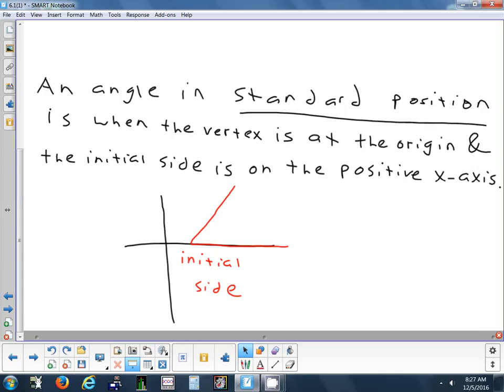Yeah, the vertex isn't at the origin. The initial side is still on the positive x-axis, okay? But the vertex isn't at the origin. What if I did something like that?